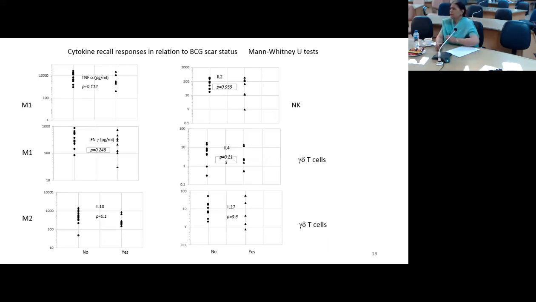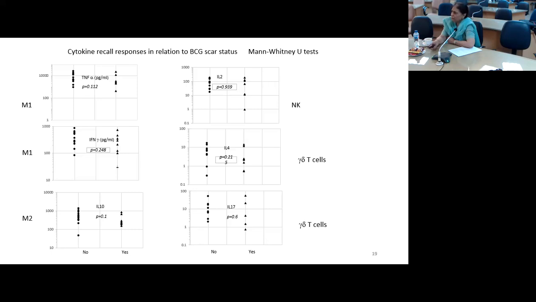So we come to cytokine responses. And those that have BCG scar negative or positive, just to make sure that there are no real differences. And on the left-hand panel are the cytokines that are released by macrophages and their subtypes. This is TNF alpha, IL-10. These two are pro-inflammatory. IL-10, this is a down-regulatory cytokine.